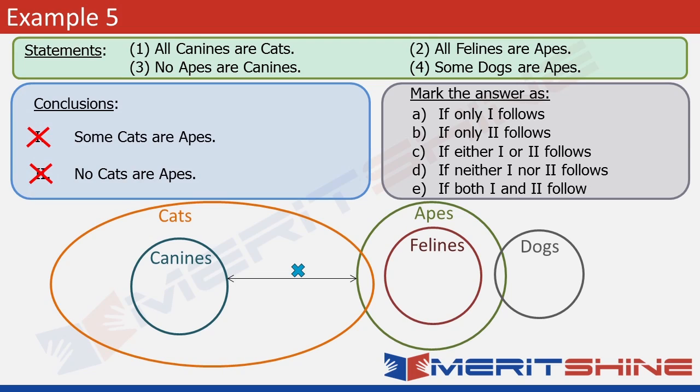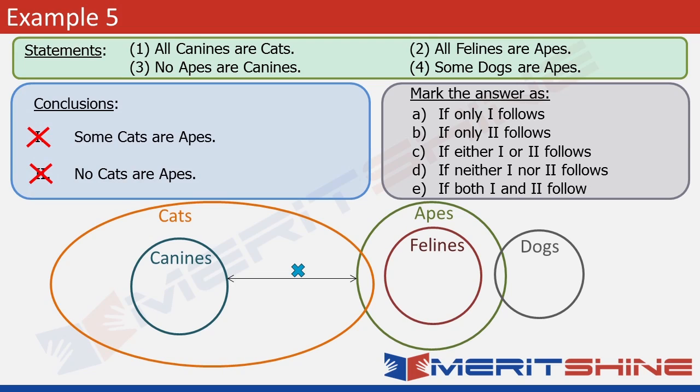Look at the conclusions once more. One is some cats are apes. So if we are negating this, if we are saying that this is not true, this is false, it means that we are implying that no cats are apes. Yes, that's the only possibility. Likewise, if we look at conclusion 2, no cats are apes, and we negate it, that is, we infer that it's not true, it means that we are saying that some cats are apes. That can be the only meaning of negating this conclusion. If no cats are apes is false, then some cats have to be apes. There is no other way.